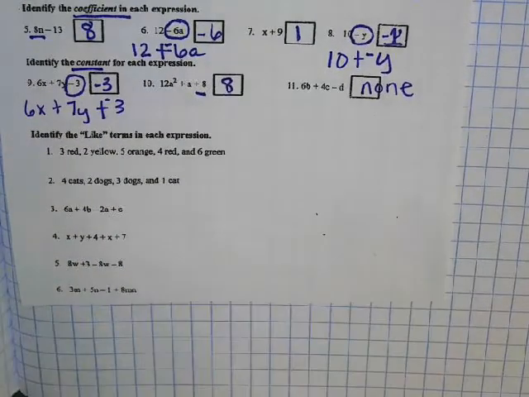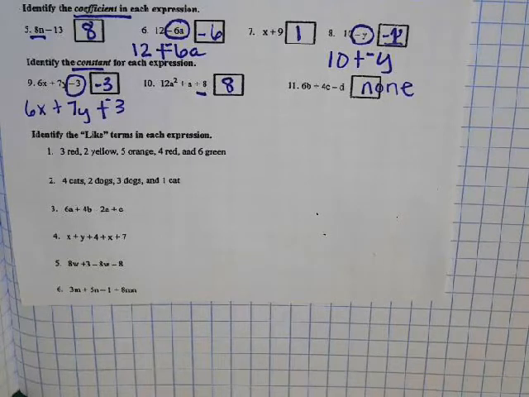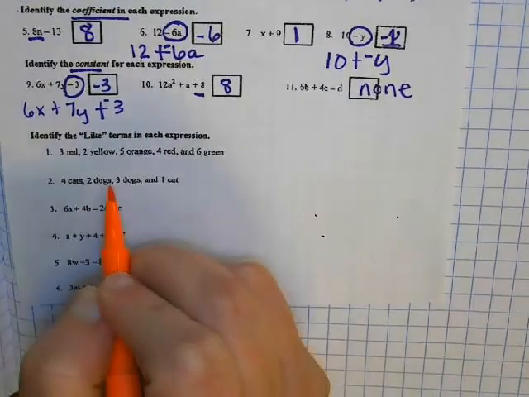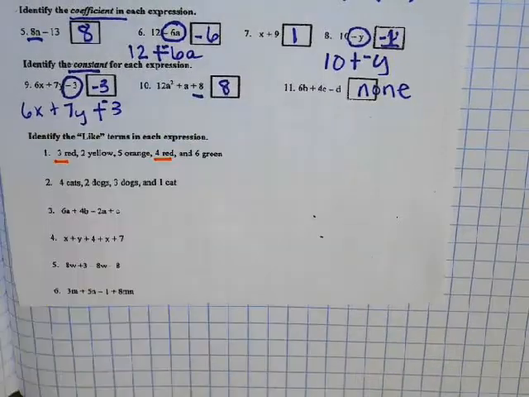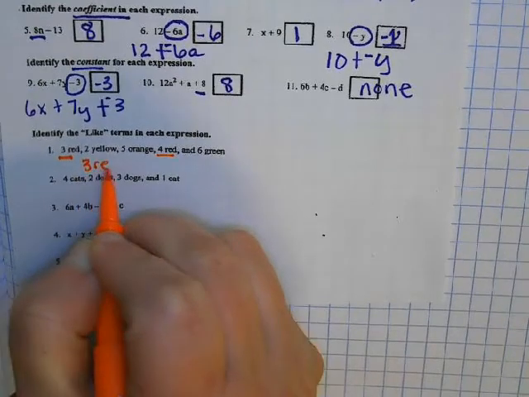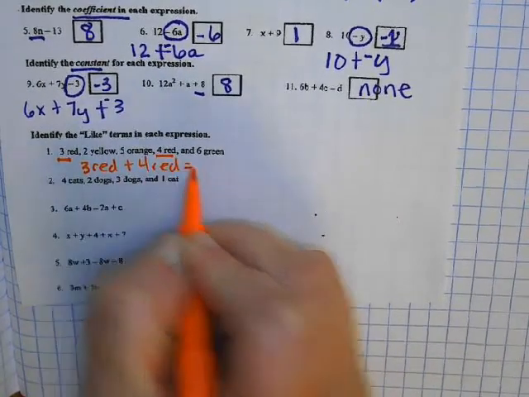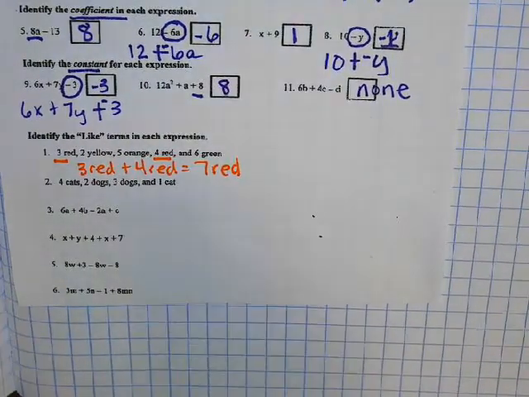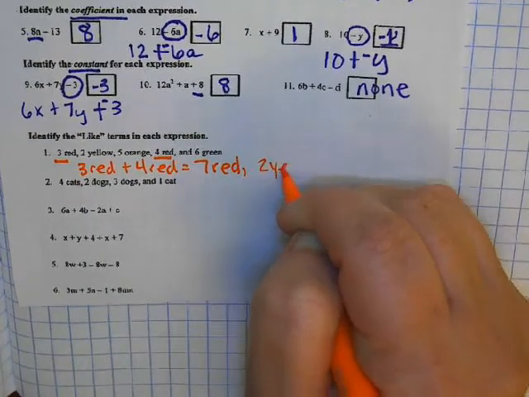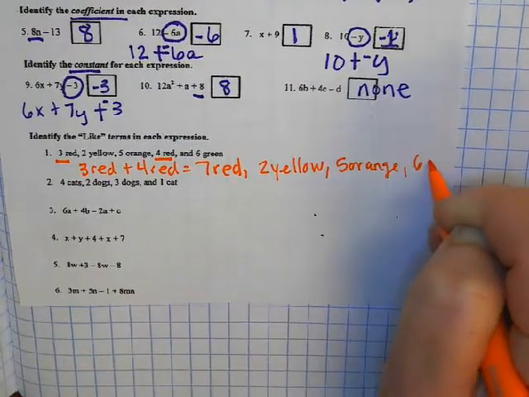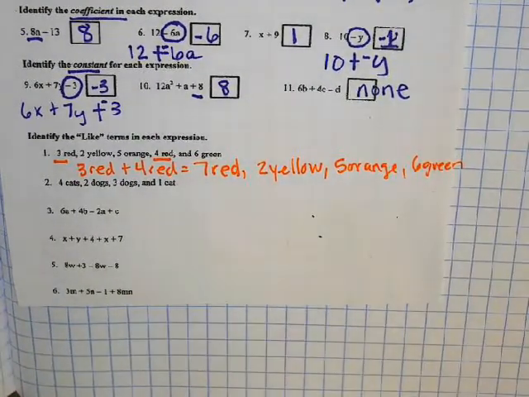So we're first going to try it with some words here. 3 red, 2 yellow, 5 orange, 4 red, and 6 green. So we're talking about the M&Ms probably on our desk or in our pack. So I can combine my red. 3 red and 4 red equals 7 red. That is the only like terms I can combine. Then everything else would have to stay the same. 7 red, 2 yellow, 5 orange, and 6 green. I cannot combine any more piles because none of them are the same.